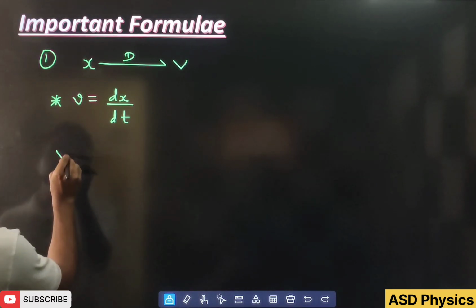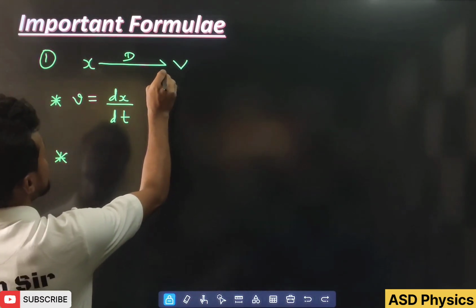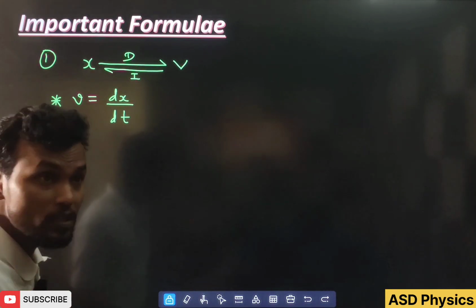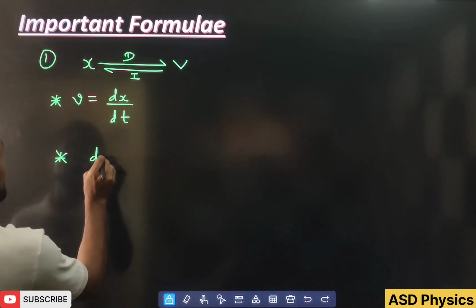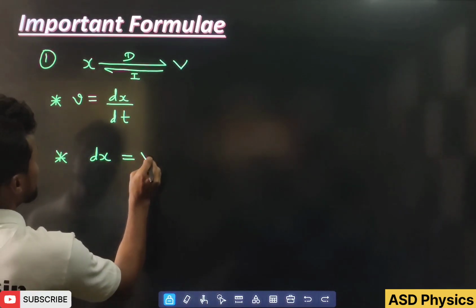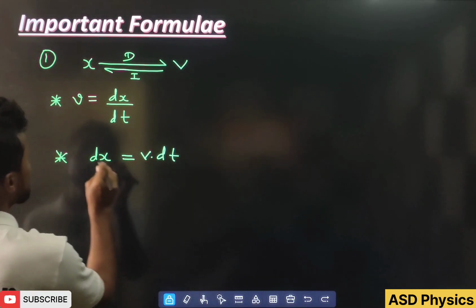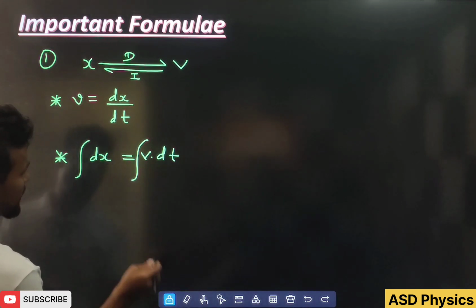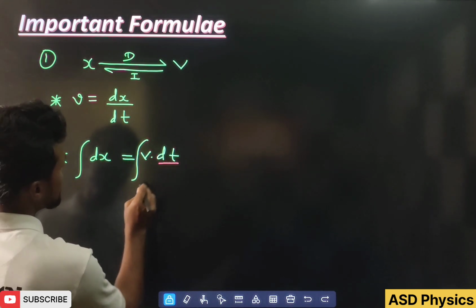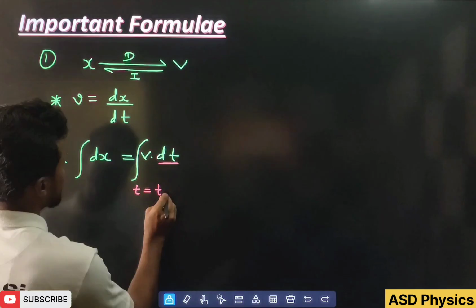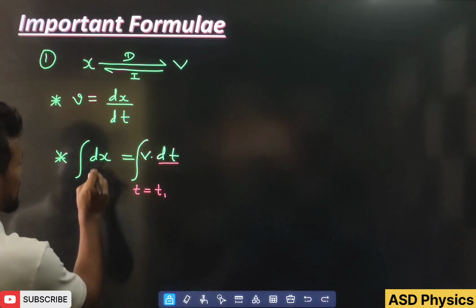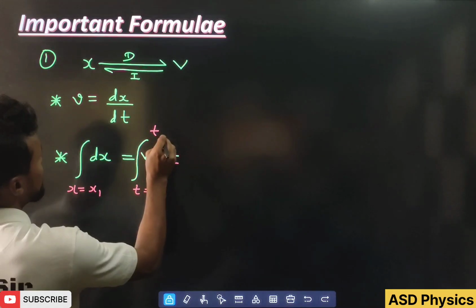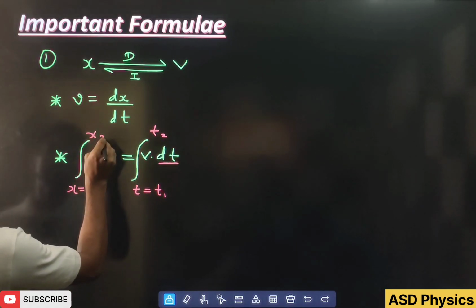Similarly, if velocity is given and we have to calculate the position, then we have to do integration. From here, by cross multiplication, we can write dx equal to v into dt, and we have to do integration. Depending upon the requirement, we put the limits: lower limit time t equal to t1 and position x equal to x1, and upper limit t2 and position x2.